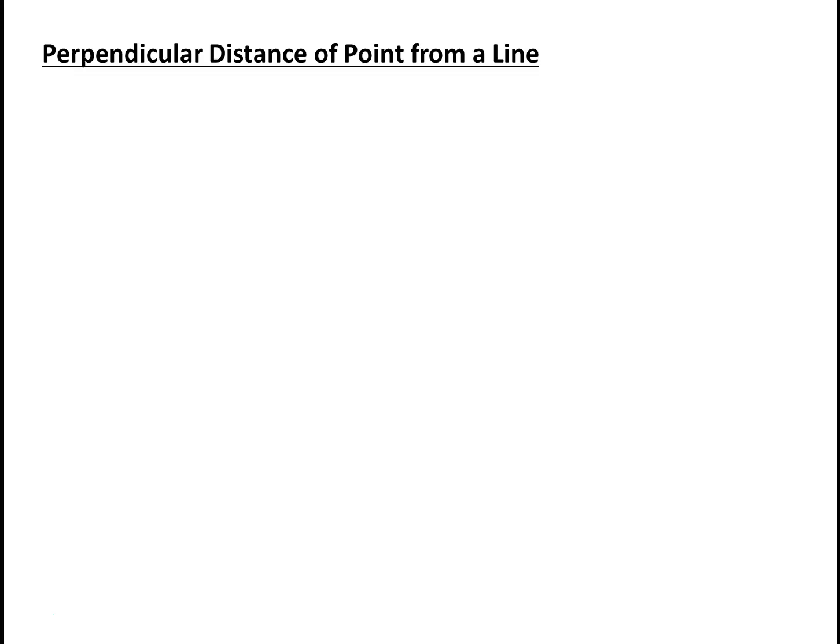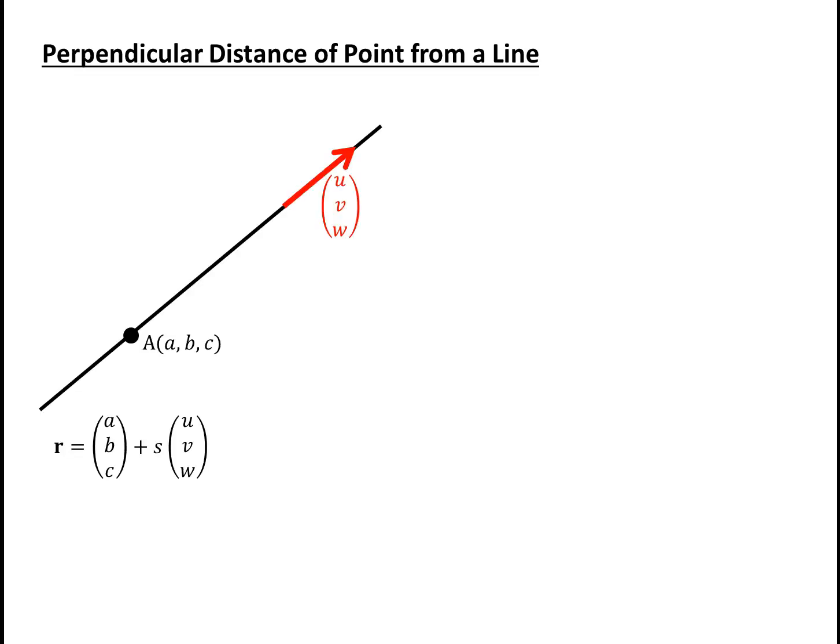Okay, our first distance result is going to be to find the perpendicular distance of a point from a line. So let's suppose that we've got the line r equals ABC plus s times UVW. So UVW is the direction vector of the line, and we wish to calculate the distance of the point P, whose coordinates are PQR, from this line.